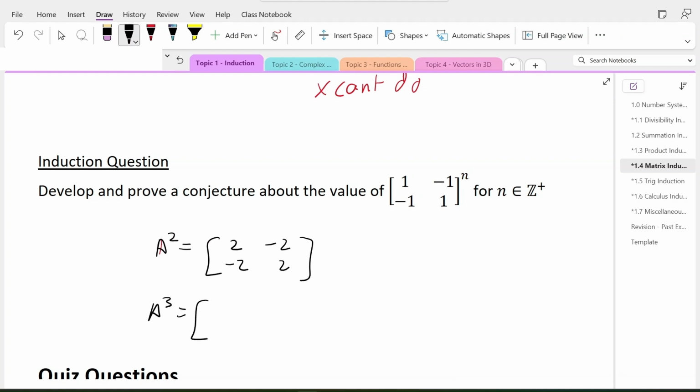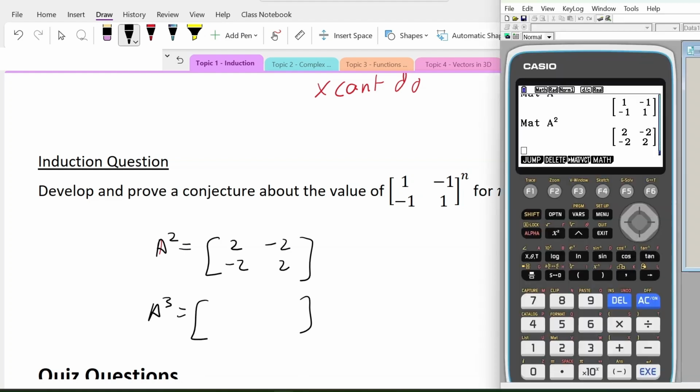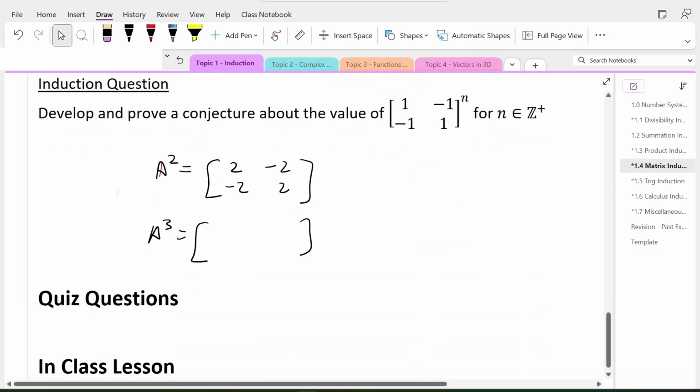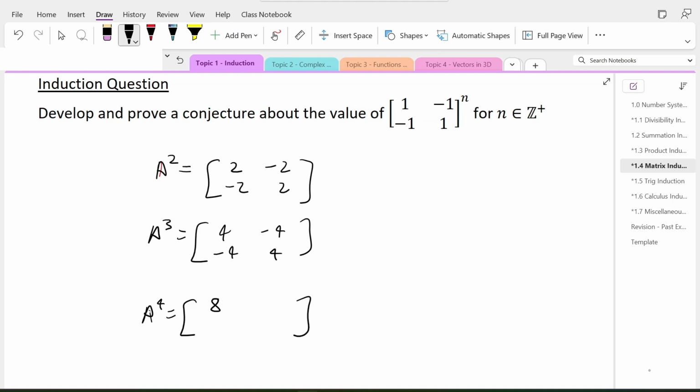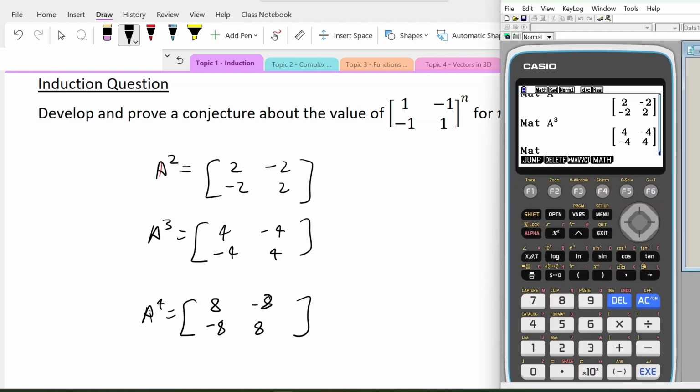A cubed, you might be spotting a pattern already potentially. Shift, Matrix, A cubed: 4 with minus 4 with 4. Now you can do this for as long as you want. I might do one more just to make sure that we can spot the pattern. So A to the power of 4. My guess is that it's going to be this, but we will check on the calculator. So let's do that. Matrix A to the power of 4 is that.